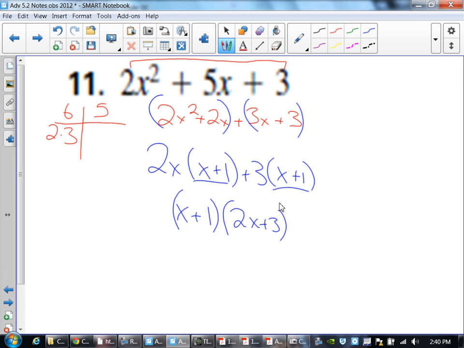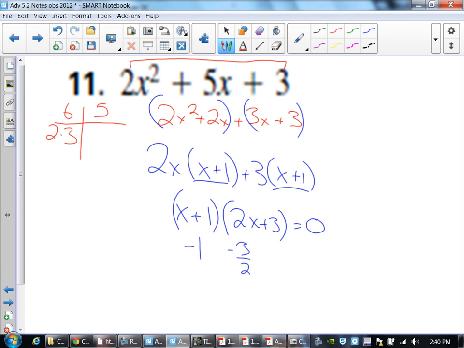Yay! What changes when I do this? Nothing. What are your zeros with that function? Negative 1, negative 1.5, negative 3. Good.